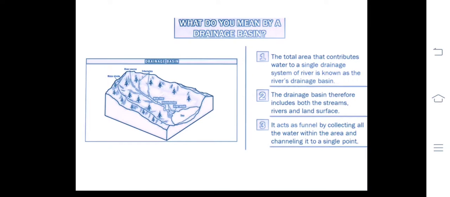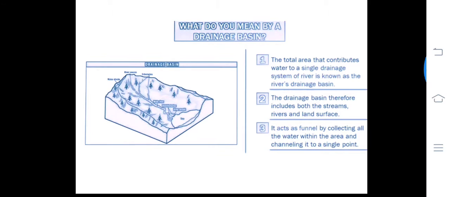The total area that contributes water to a single drainage system of a river is known as the river drainage basin. What does it mean? The total area means the area under the river, the area under the land also, that is related with the river system. River bank also, river also. Because of that area, waters follow a single drainage system and get a direction. Whatever land gives direction to the river system is called your drainage basin. In other words, the drainage basin therefore includes both the streams, rivers as well as land surface. So simple. This is another definition.